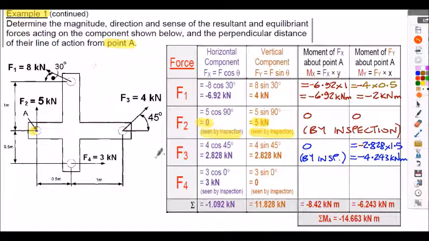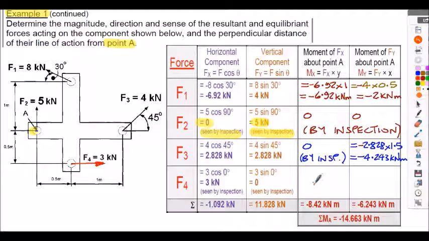And finally, we need to consider the force F4, which is actually a horizontal force of 3 kilonewtons. We can see in our table, we've got positive 3 kilonewtons for the Fx, and we've got 0 for the Fy. Again, a purely horizontal force cannot generate a vertical component, so by inspection, it's 3 kilonewtons positive in the horizontal and 0 in the vertical.